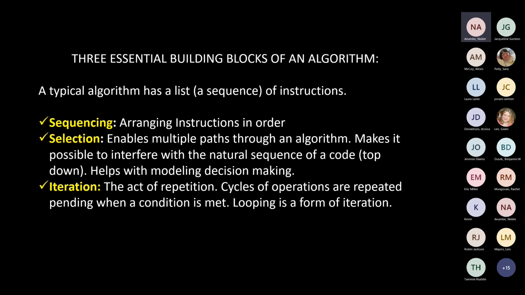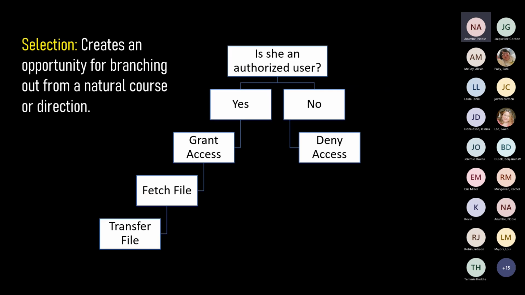Now, selection is literally that attribute or that action, right, that derails the code from running from top to bottom. For example, let me show you this. Let's say this is a set of instructions, and this is supposed to run this way, right? Is she an authorized user? Let's say we just say she wants access, right?